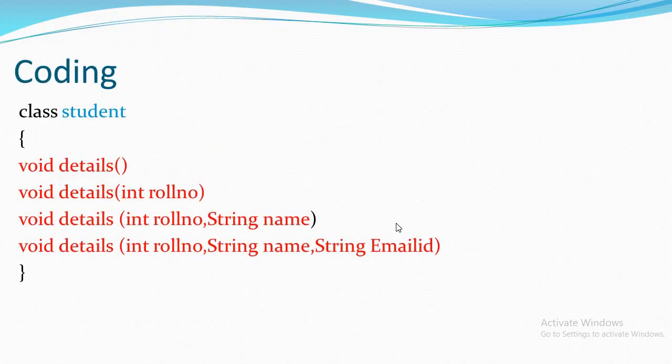General syntax for method overloading. Class name, void details. In one details method we are passing empty arguments. In the next details we are passing a single argument. In the next, two arguments. In the next, three arguments. So what we pass, depending upon the number of arguments and data types, is known as method overloading.